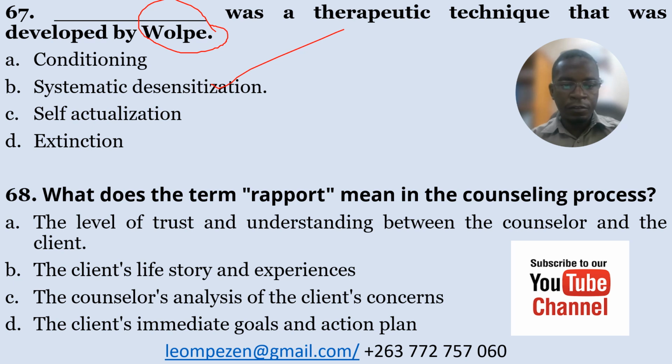Number 68. What does the term rapport mean in the counseling process? A. The level of trust and understanding between the counselor and the client. B. The client's life history and experiences. C. The counselor's analysis of the client's concerns. D. The client's immediate goals and action plan. The term rapport, what does it mean in the counseling process? The correct answer is A. The level of trust and understanding between the counselor and the client. So number 68, the correct answer is A.